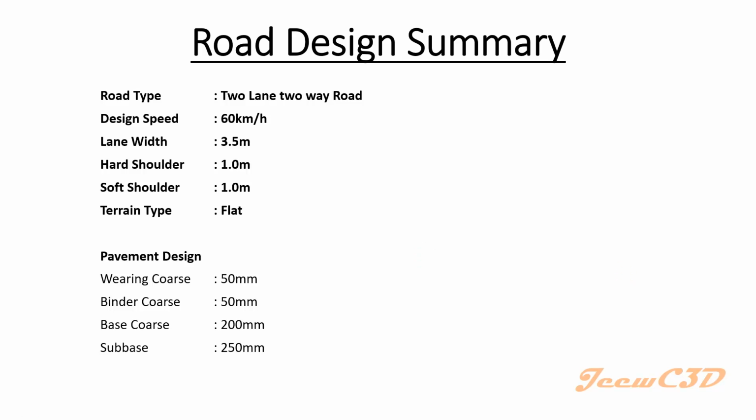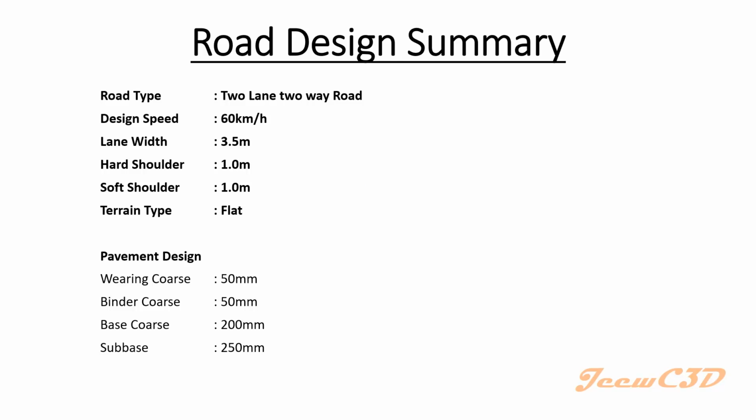So this will be your road design summary. You have to design a two-lane, two-way road. Two-lane, two-way means you have two lanes, one side for one direction and the other side for the other direction. That is what we call a two-lane, two-way road. Your design speed would be 60 kilometers per hour. Your lane width would be 3.5 meters. Hard shoulder would be 1 meter. Soft shoulder would be 1 meter. Terrain type would be flat terrain.